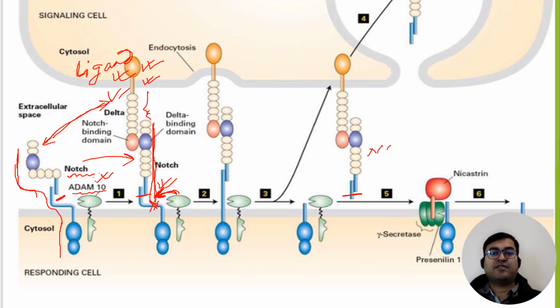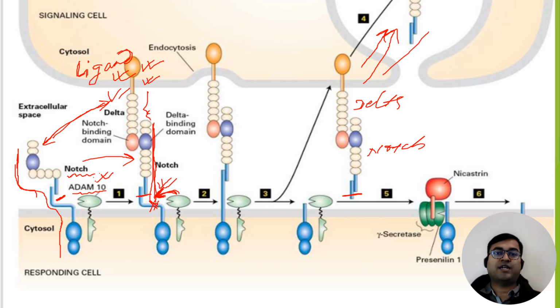Now this extracellular domain of notch along with delta is taken inside by this message generating cell. So endocytosis happens, and then because of this endocytosis, delta and the extracellular domain of notch, both are degraded inside the message generating cell. So now here we are left with the intracellular or cytosolic domain of notch and the ADAM10 molecule.